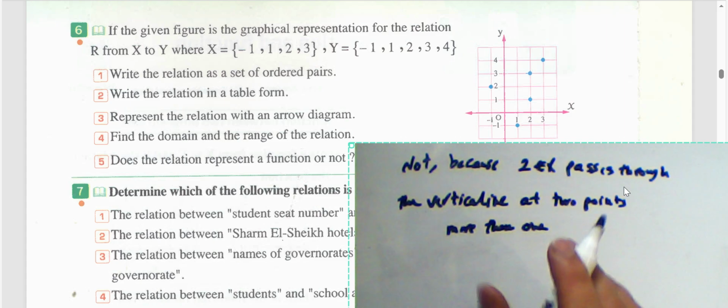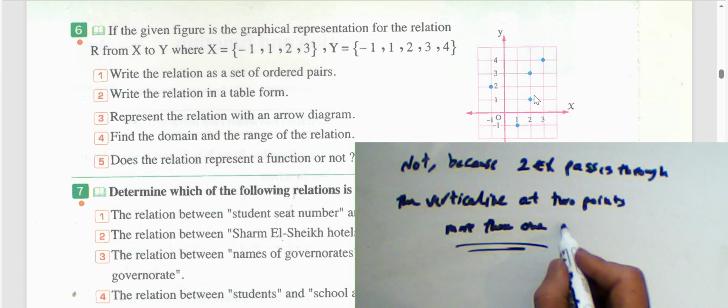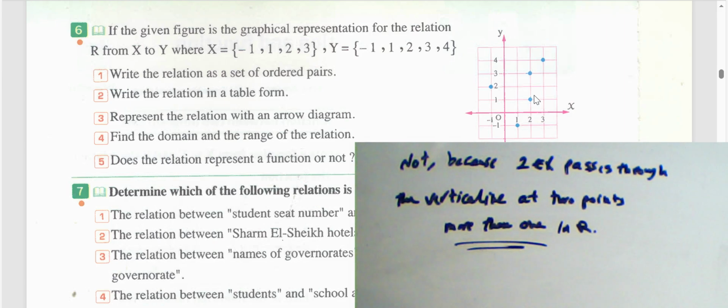Okay, so for the relation to be a function, we must have only 1 point on the vertical line. The vertical line has only one image, but number 2 has 2 images, so this relation is not a function. Okay.